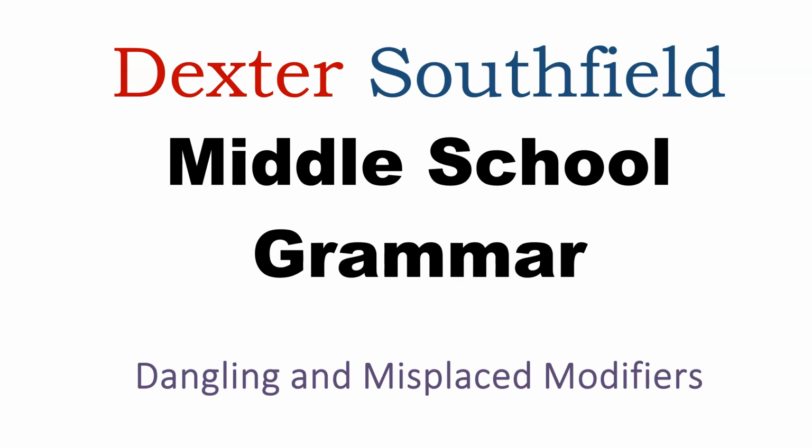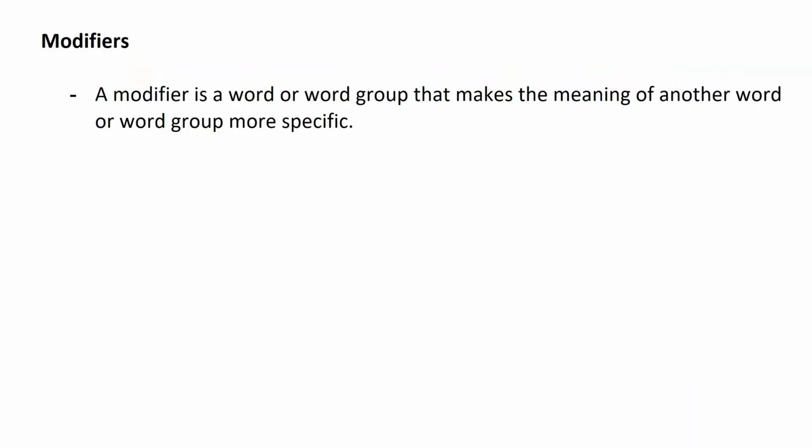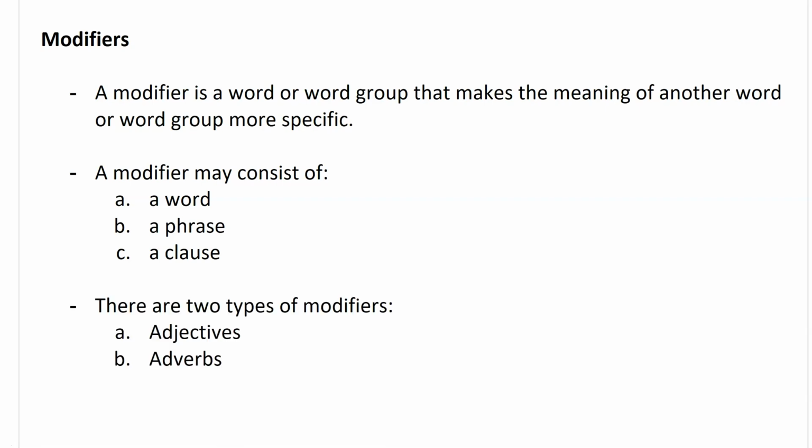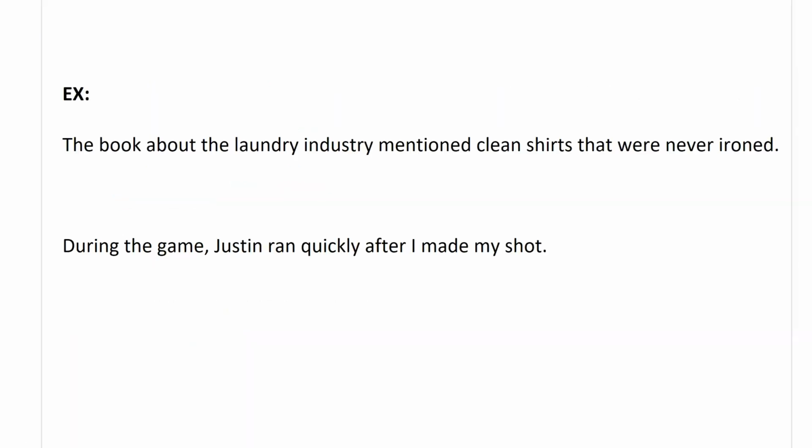Today we're talking about dangling and misplaced modifiers. A modifier is a word or word group that makes the meaning of another word or word group more specific. A modifier may consist of a word, or it could be a phrase, or it could be a clause. And as you probably remember, there are two types of modifiers. There are adjectives and there are adverbs.